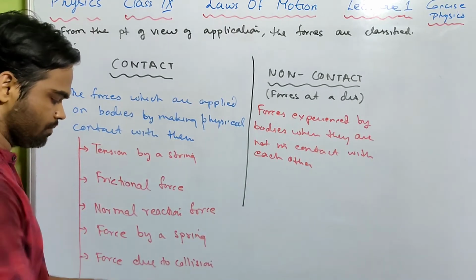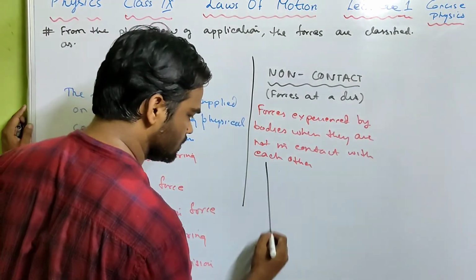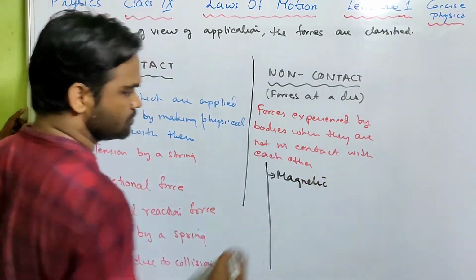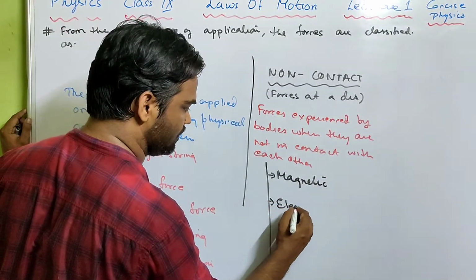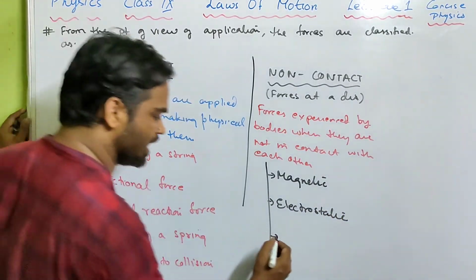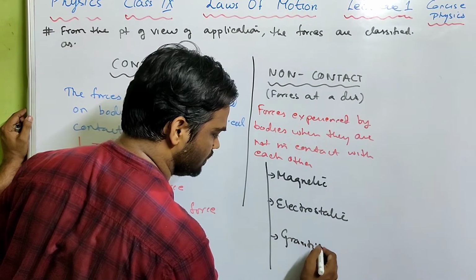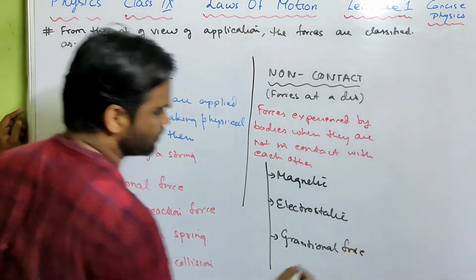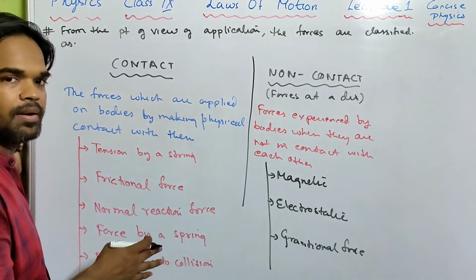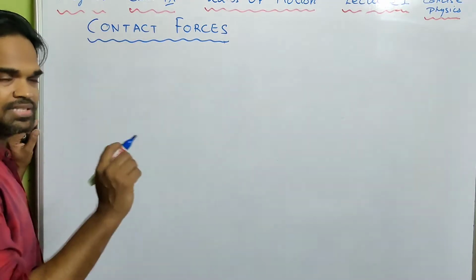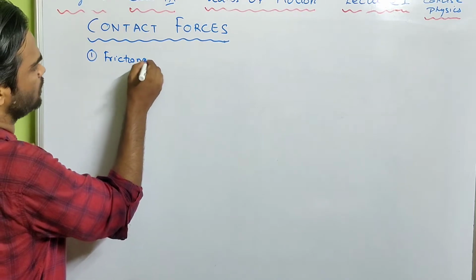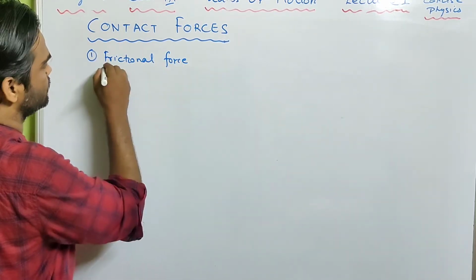Non-contact forces, when you talk about, we have magnetic force, we have electrostatic force, and we have gravitational force. So these are my contact forces, these are my non-contact forces. Now let us look at each of them separately. Now let us discuss frictional force first. Very important. What do you mean by frictional force?